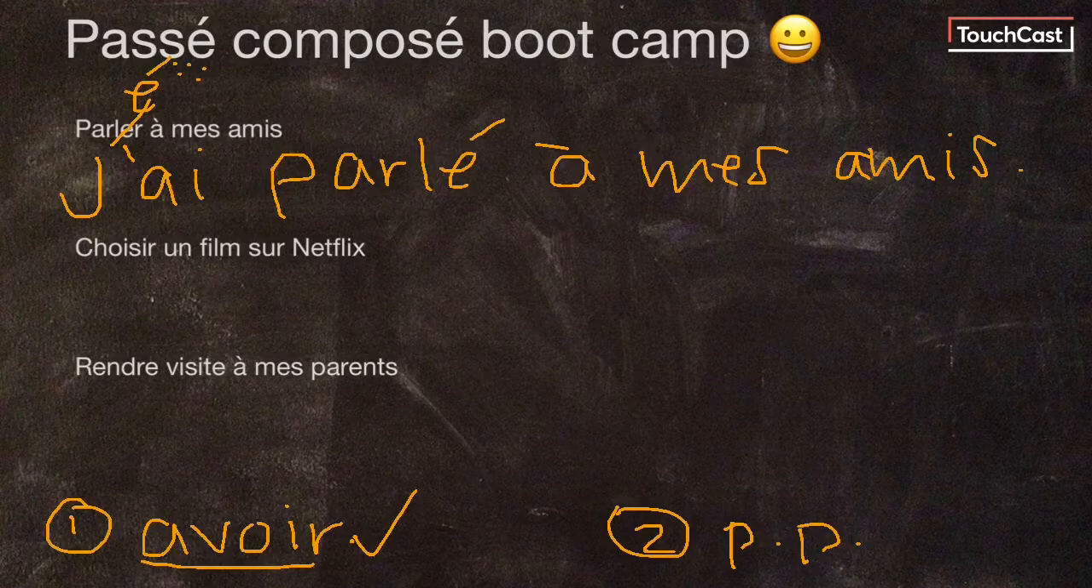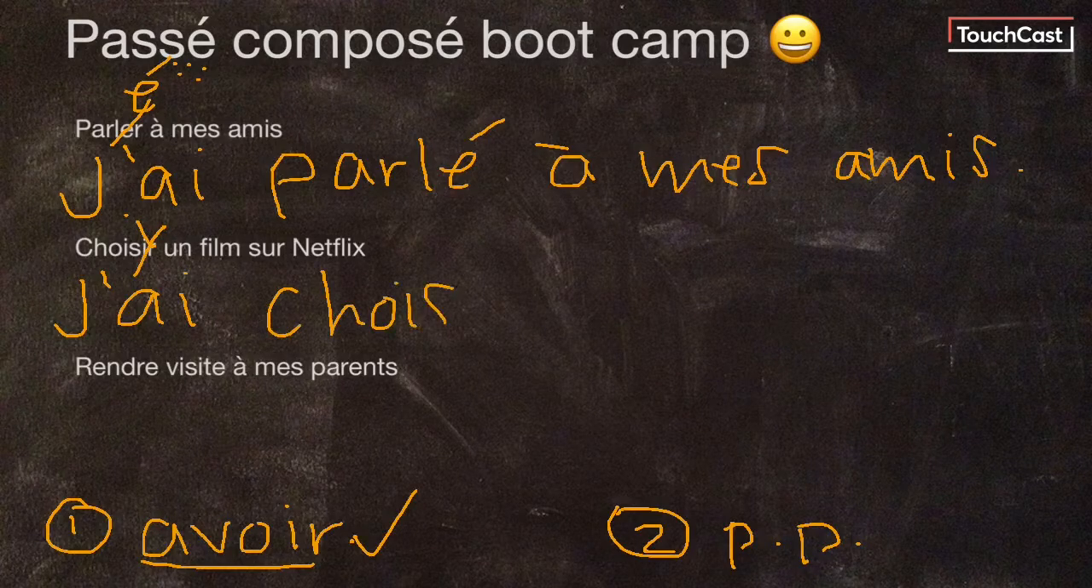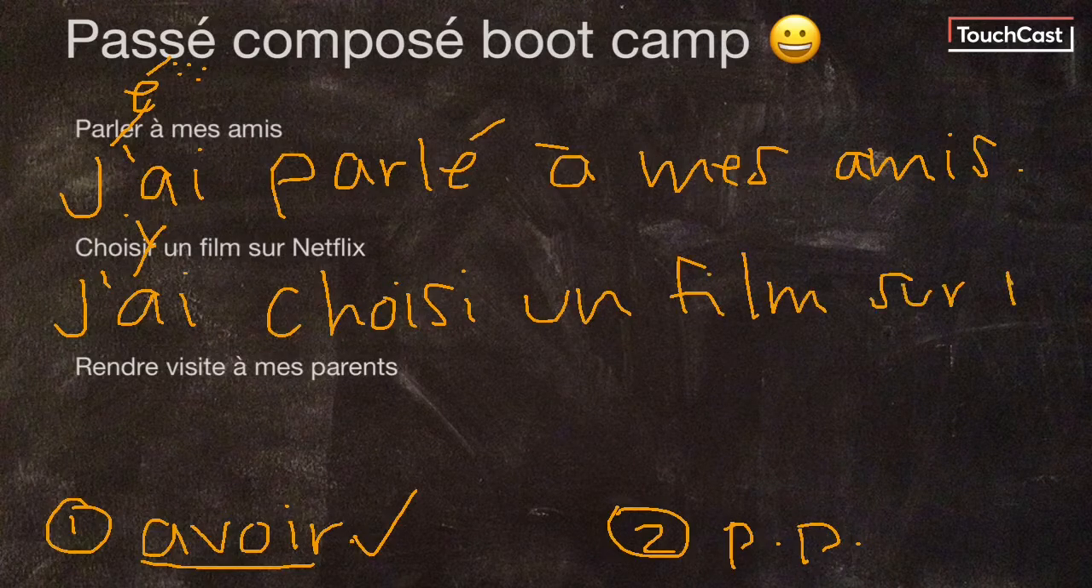Another kind of verb that you might come across is a regular IR verb like choisir. Again, we start the same way, with our helping verb, j'ai. And then to deal with a regular IR verb, all you have to do is cross out the IR and add an I. So then it becomes j'ai choisi un film sur Netflix. I chose a film on Netflix. And that's how you do a regular IR verb.